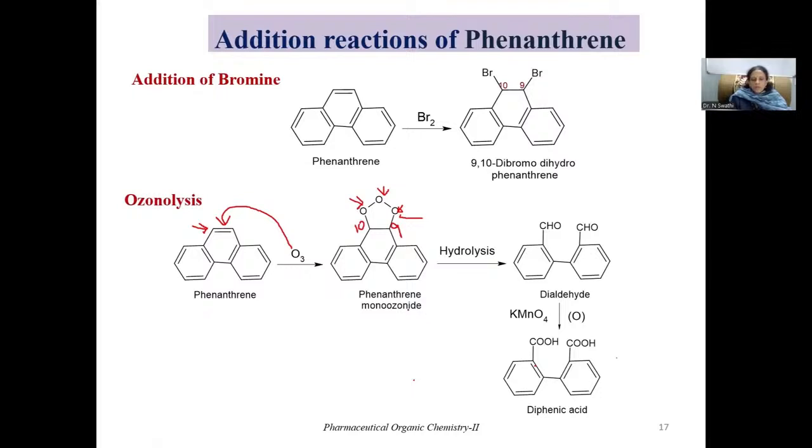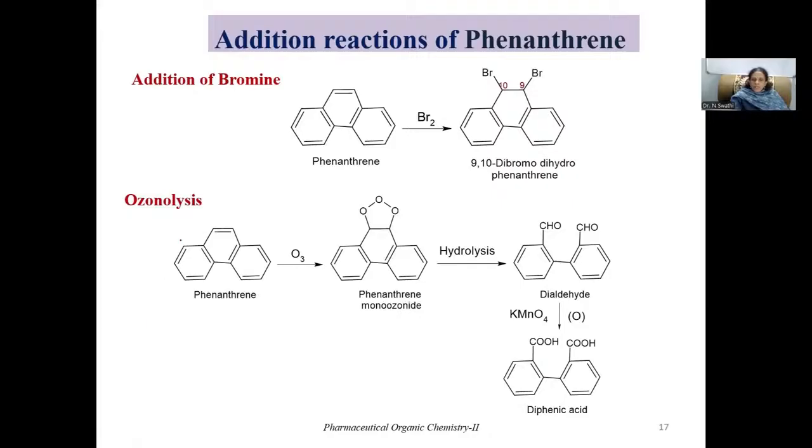This phenanthrene monoozonide is subjected to hydrolysis so that it gives the corresponding dialdehyde upon hydrolysis. Now the resulting dialdehyde, when it is subjected to oxidation in the presence of potassium permanganate, wherever aldehyde groups are there, they get converted to carboxylic groups. And that is how finally diphenic acid is obtained upon this ozonolysis followed by decomposition.